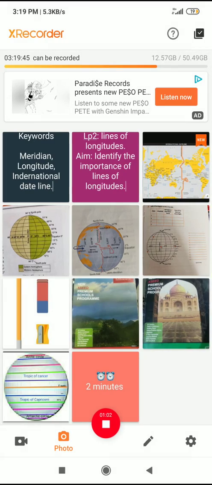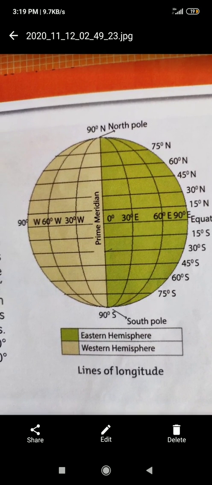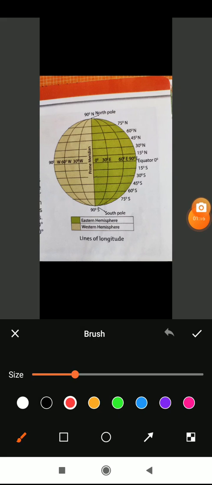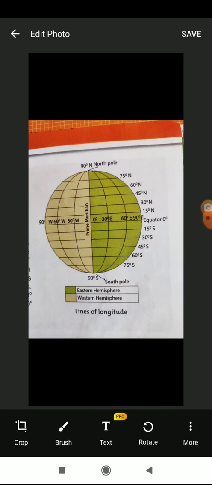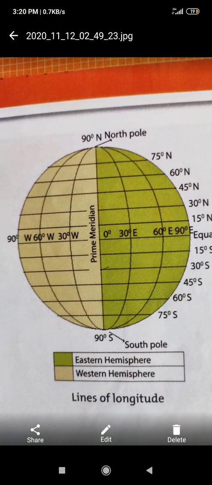Okay, how you have to draw: see here, you have to draw the lines from the north 90 degrees to south 90 degrees, right? You can see, like this you have to draw the lines. It is clearly given in the picture. Draw lines like these.